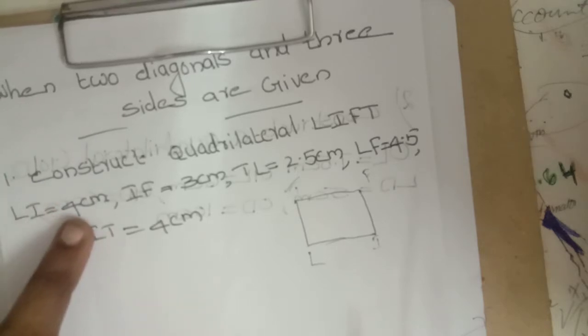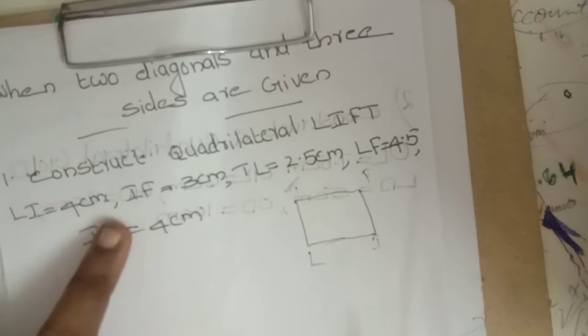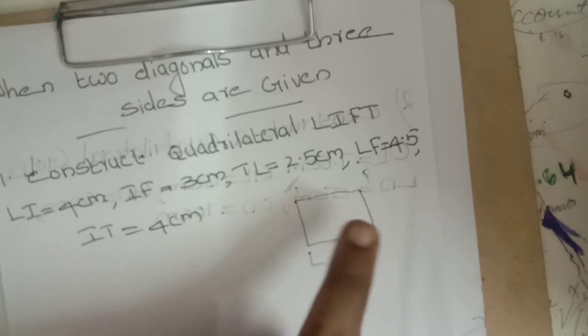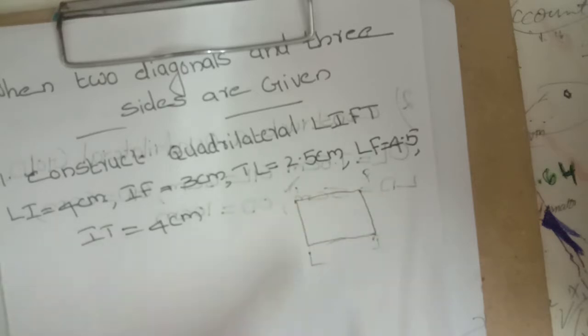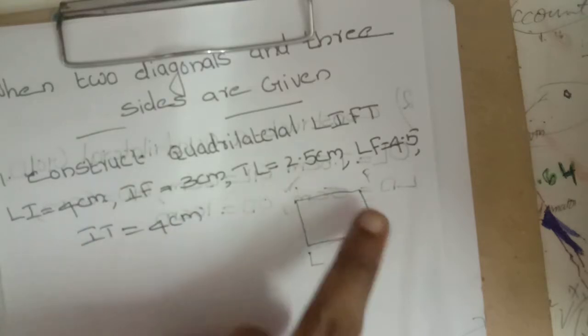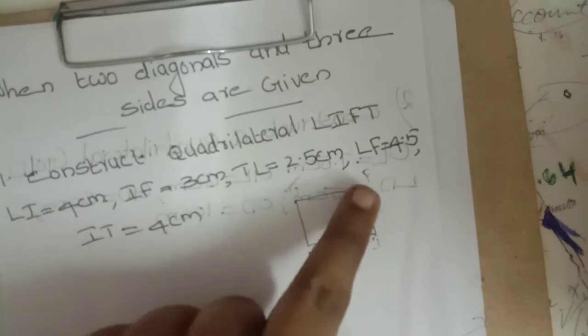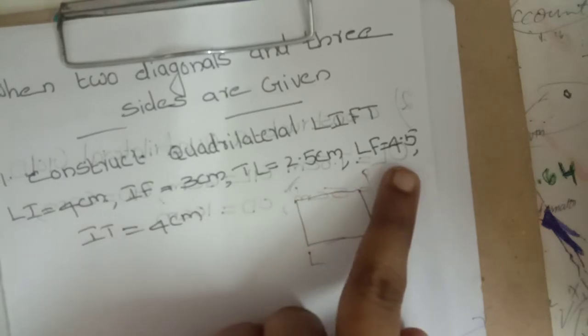Yes, LI value is given. How much? 4 centimeter. Then next you decide one point. Which point? F point we want to construct. How to construct F point? L and F related measurement is there. Yes, LF value is there.